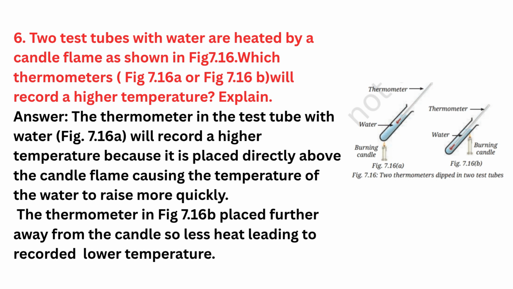Question number 8. Two test tubes with water are heated by a candle as shown in the figure 7.16. Which thermometer, that is figure 7.16a or figure 7.16b, will record a higher temperature? Explain. Answer. The thermometer in the test tube with water, that is figure 7.16a, will record a higher temperature because it is placed directly above the candle flame, causing the temperature of the water to rise more quickly. Whereas the thermometer in figure 7.16b is placed further away from the candle, so it gets less heat, leading to a lower temperature.